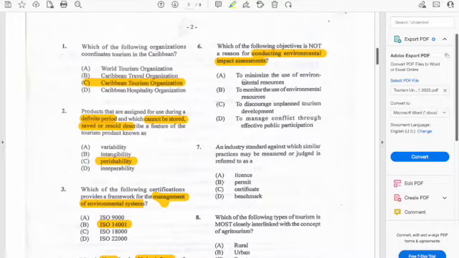It would definitely be to manage conflict through effective public participation. If you look at all the other reasons, they would provide some justification to conduct an environmental impact study, right? So yes, you do an environmental impact study to minimize the use of environmental resources, to monitor the use of environmental resources, and to discourage unplanned tourism.